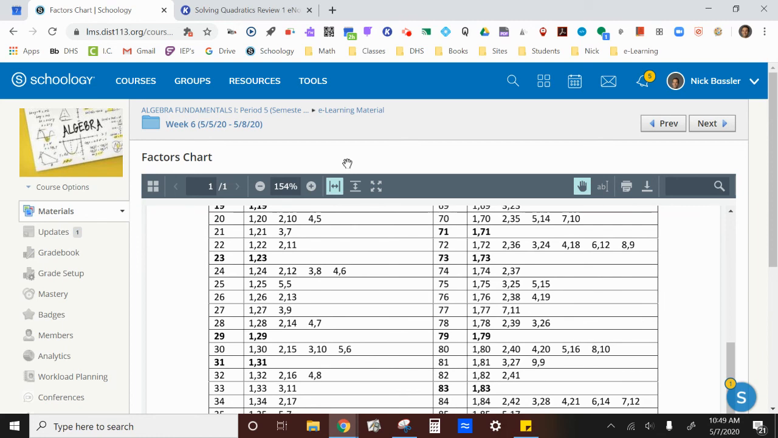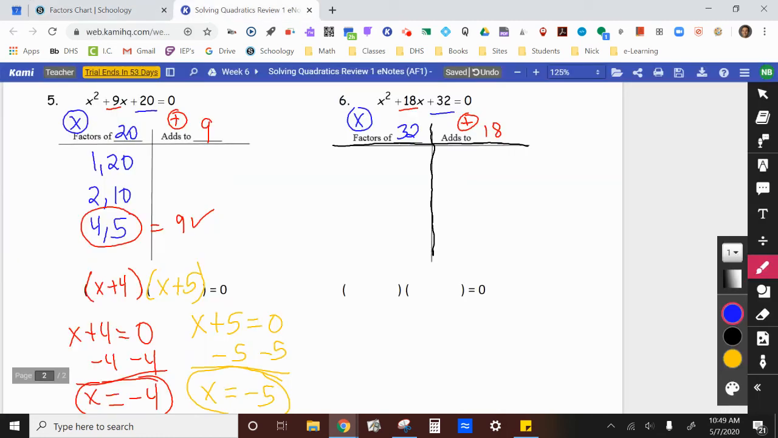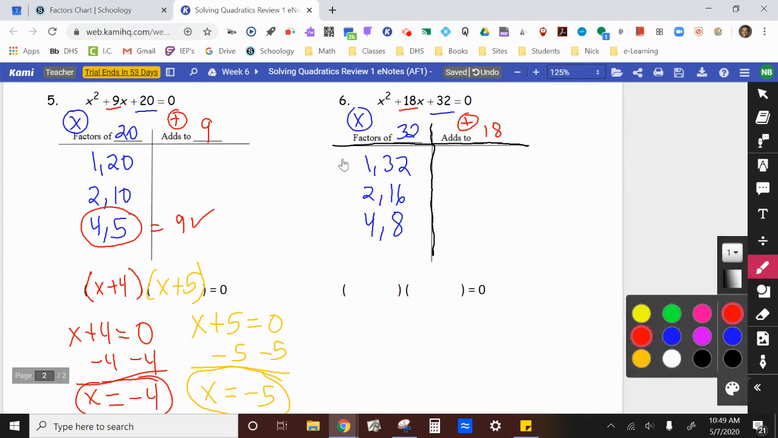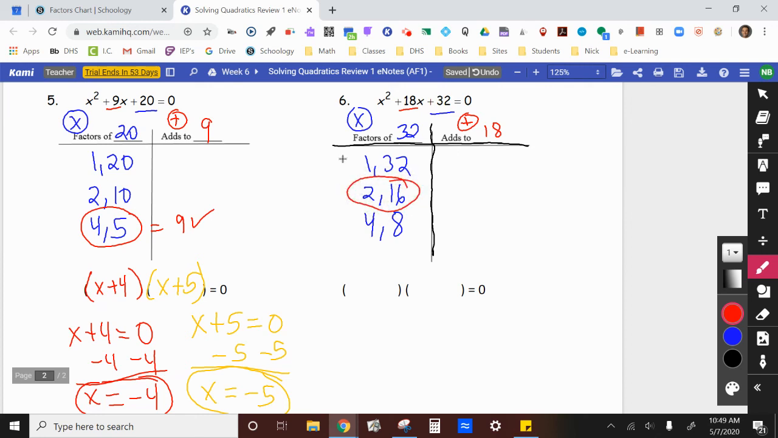Here are my factors of 32: 1 and 32, 2 and 16, and 4 times 8. After we list out those factors, we're looking for the pair that's going to add up to 18. After you list these out, it's just going to be 2 and 16, because 2 plus 16 gives me my 18. That is my factored pair that I'm going to use to finish factoring this problem.